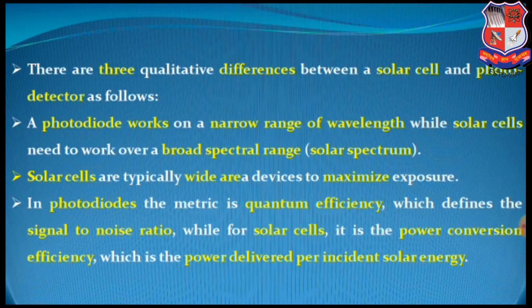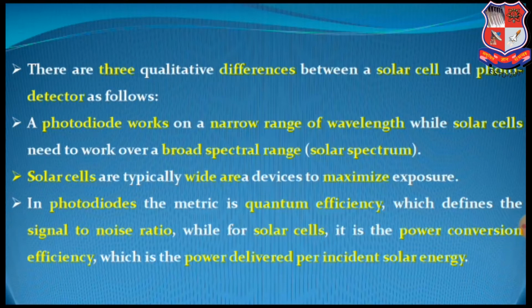There are three qualitative differences between a solar cell and a photodetector. Firstly, we will discuss the differences because these are two different devices. A photodiode works on a narrow range of wavelengths, while a solar cell needs to work over a broad spectral range, known as the solar spectrum. This is the major difference.